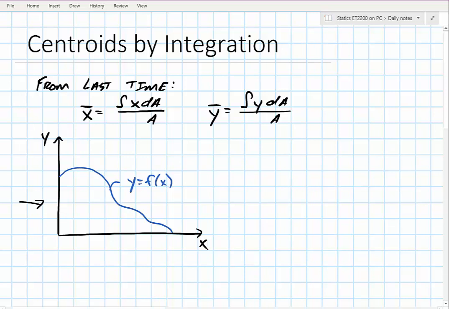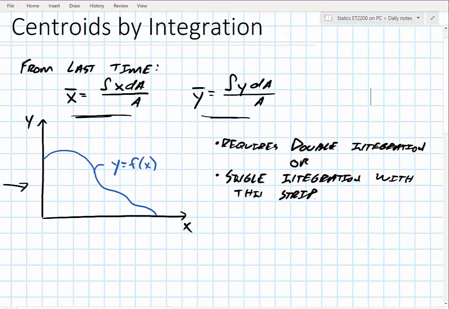Well, from last time I derived these two equations up here for my y bar and my x bar. And what that would require, because it's with respect to area, would be some kind of double integration. As an option, what I'm going to choose to do is a single integration of a thin strip, because that's my preferred method.